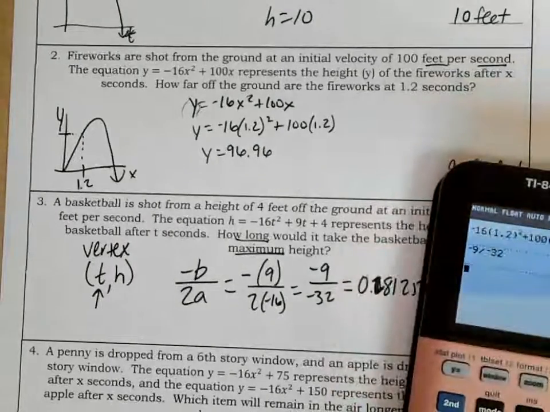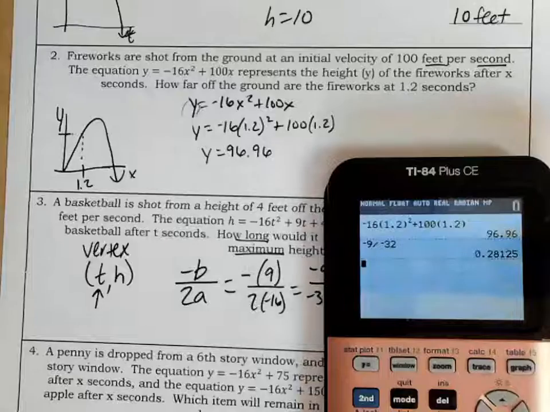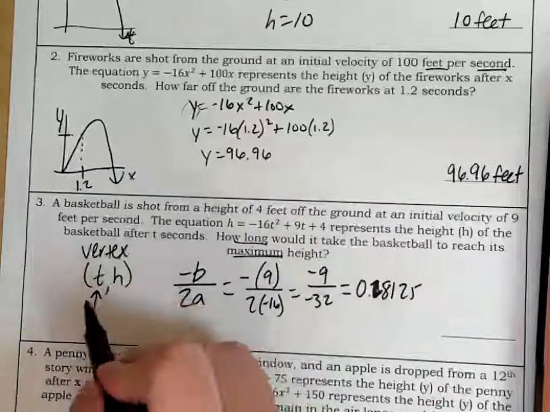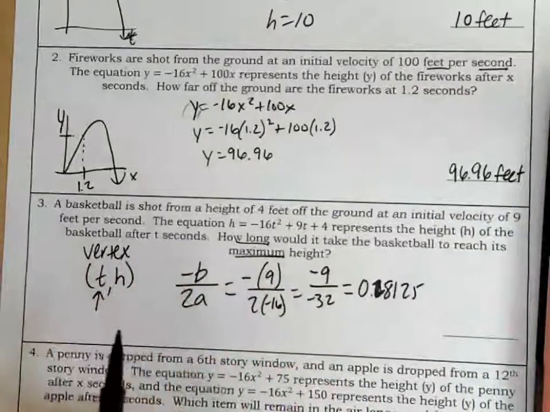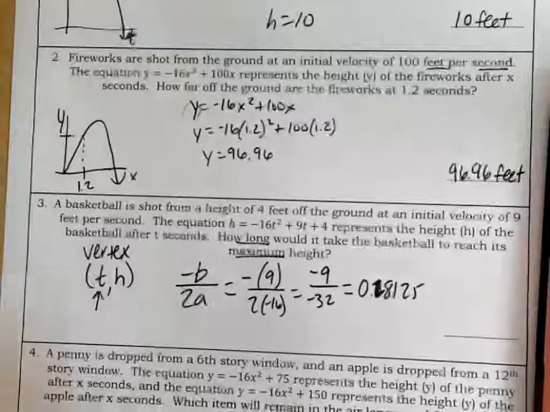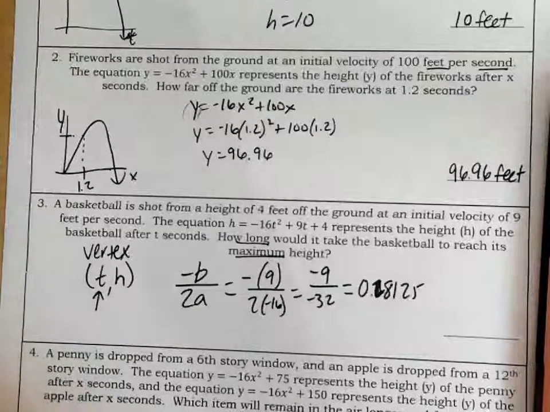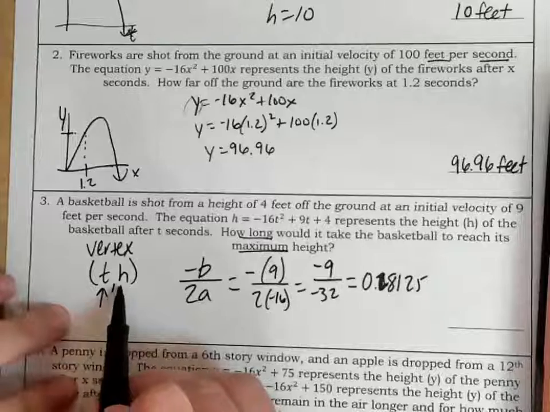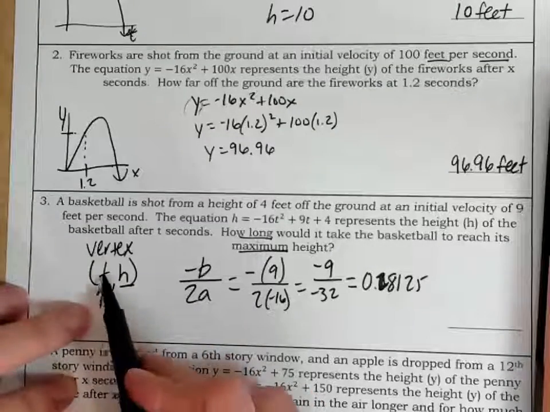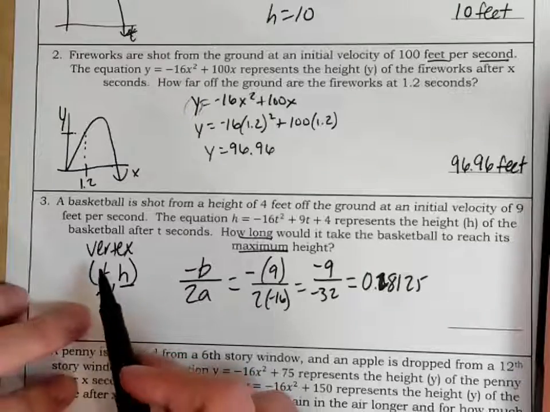I have 0.28125. And so this is going to be the time, or the x value, the axis of symmetry. And if you remember, the axis of symmetry, that x value, that independent variable, is the same for the axis of symmetry as it is for the vertex. So I don't even have to look for the h at this point, or that y dependent variable. I'm only going to be looking for this independent variable, that t value.